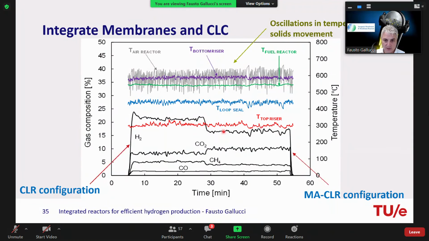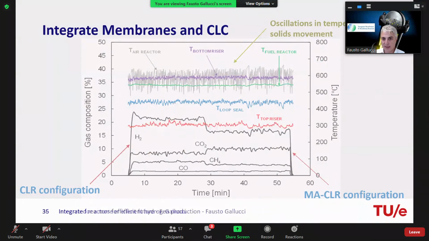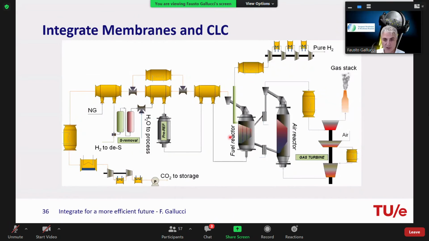We took the data to validate the model. And at the end of the day, of course, you have to do a techno-economic analysis to make sure that the new reactor looks nice, but the proof is that the hydrogen cost is lower than a conventional reactor.